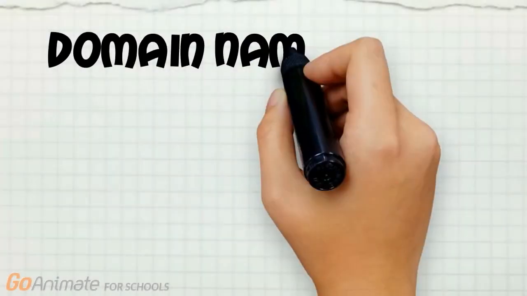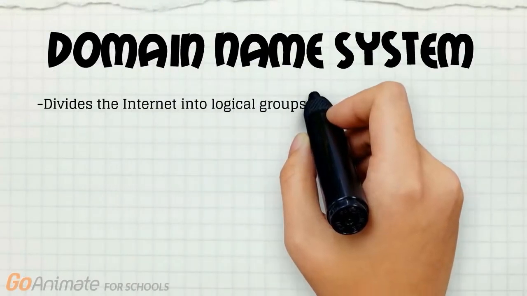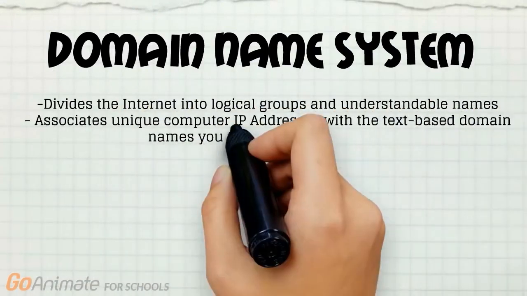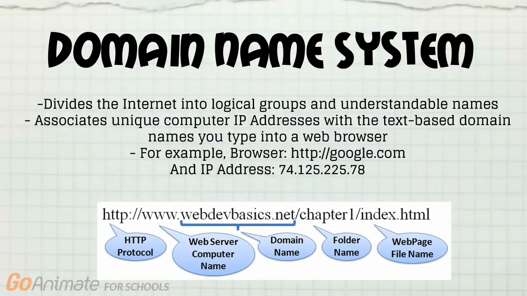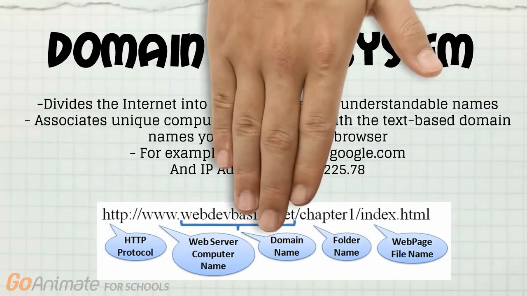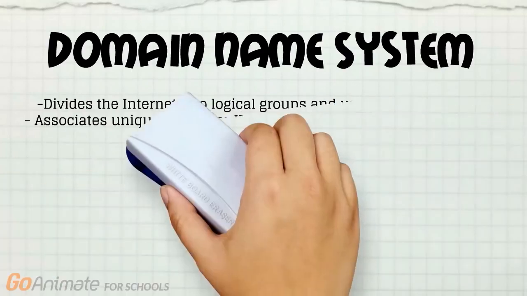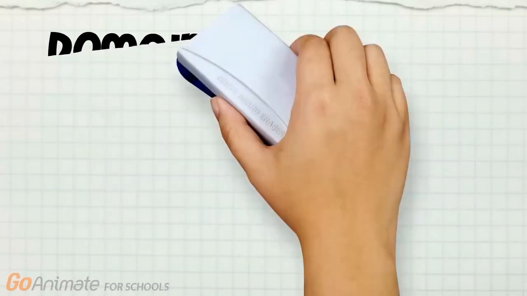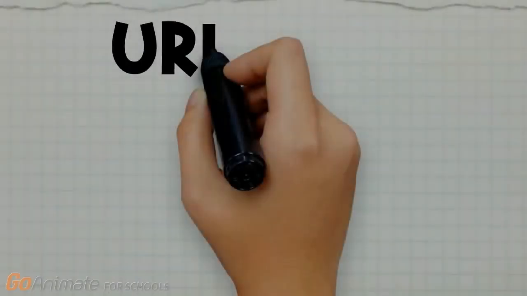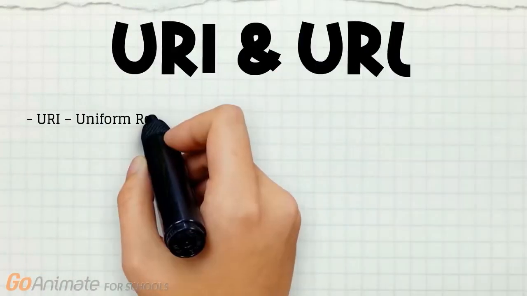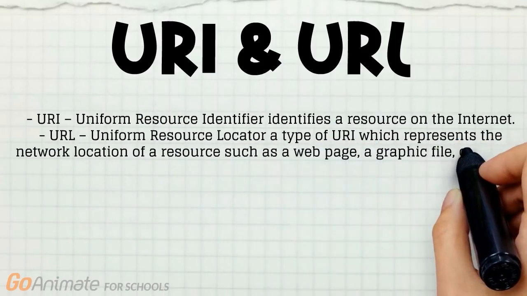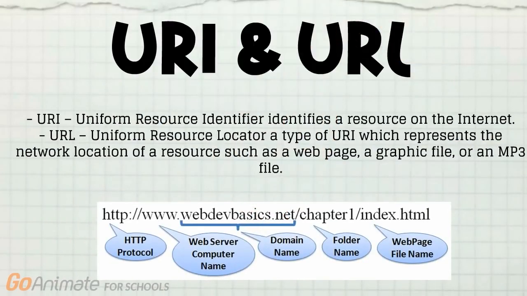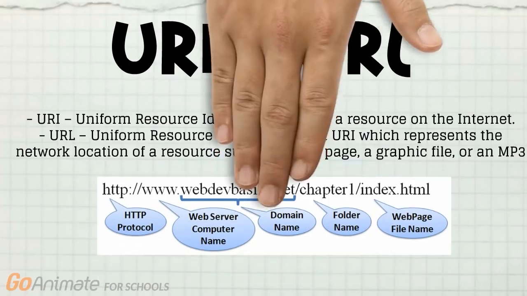The domain name system divides the Internet into logical groups and understandable names. It associates unique computer IP addresses with the text-based domain names in browsers. A Uniform Resource Identifier (URI) identifies a resource on the Internet, while a Uniform Resource Locator is a type of URI which represents the network location of a resource.